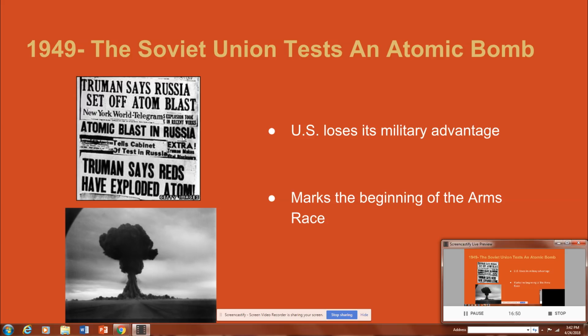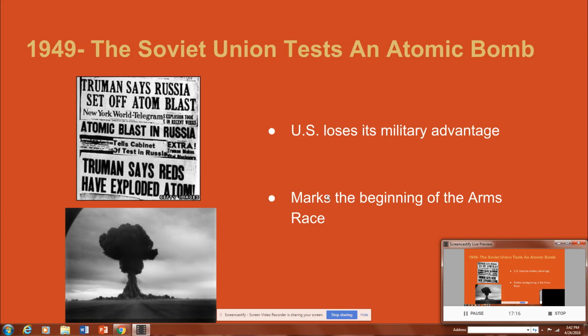On top of that, we lose our military advantage. Now they have the bomb, and so this evens things out in ways. If this would have happened during the Berlin airlift, we may not have flown those planes in because we could have caused a nuclear war. But now we're going to have to be a lot more careful about how we operate with the Soviet Union. And it also marks the beginning of the arms race.